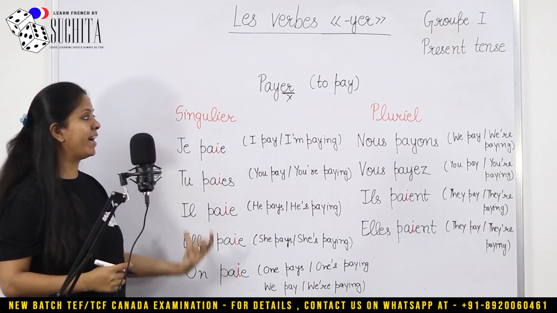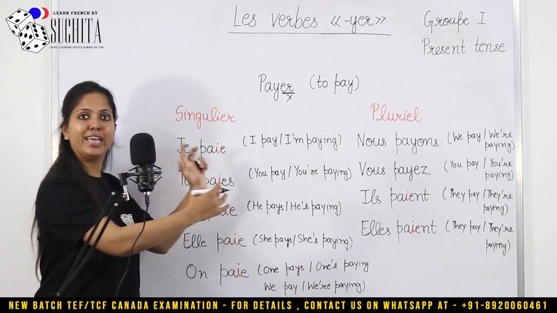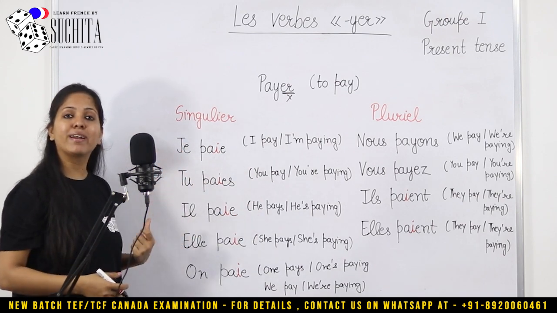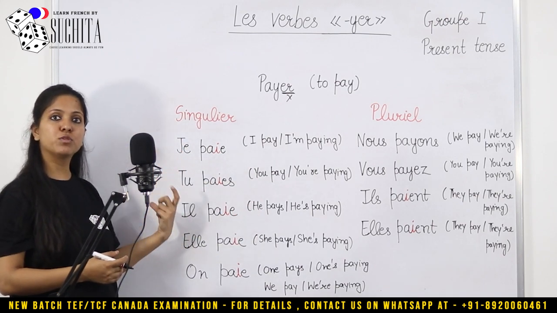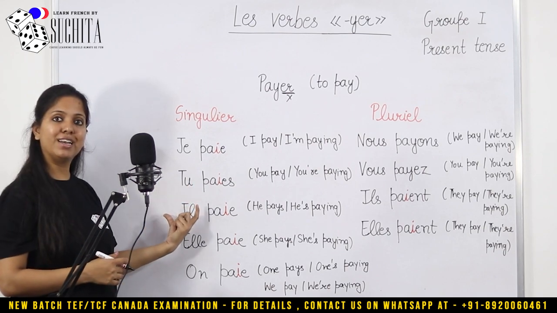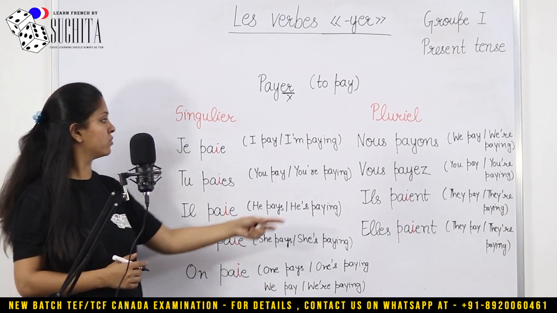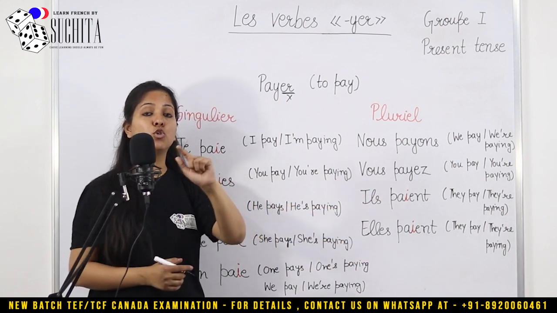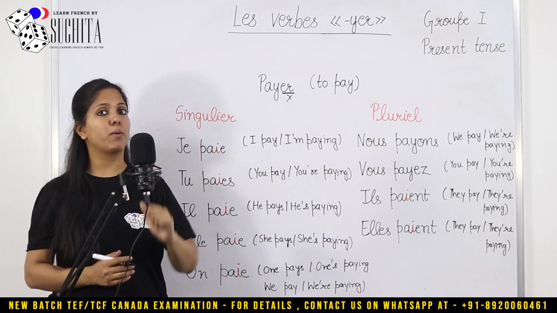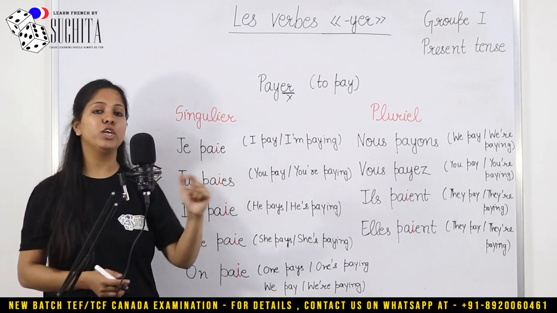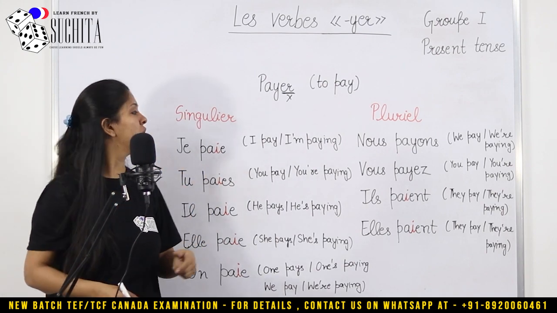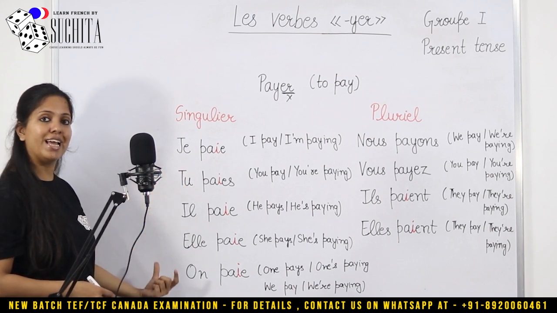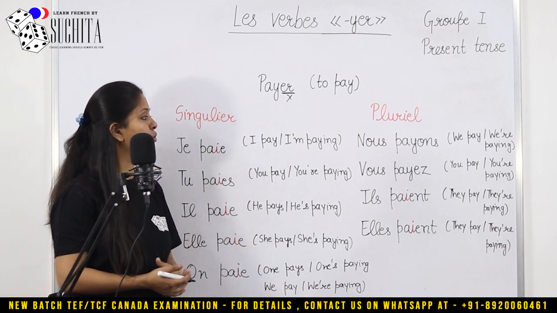Now, you will divide your table into two parts, singulier et pluriel, and you will write all the subjects. Je, tu, il, elle, on, nous, vous, ils, elles. If you do not know what subject pronouns are, I'm dropping the link in the card above. You can watch that video and then come back here again. Okay, so je, tu, il, elle, on, nous, vous, ils, elles.